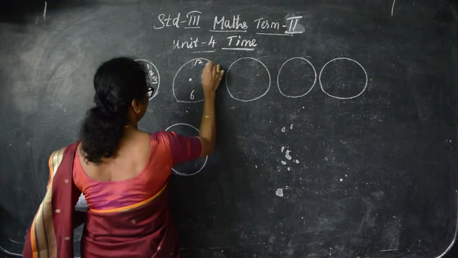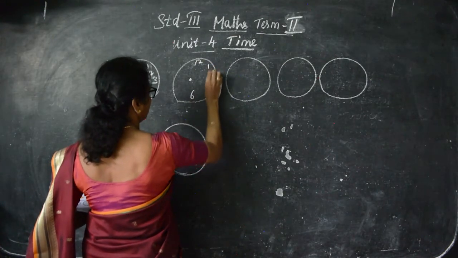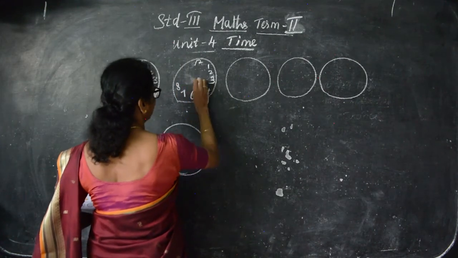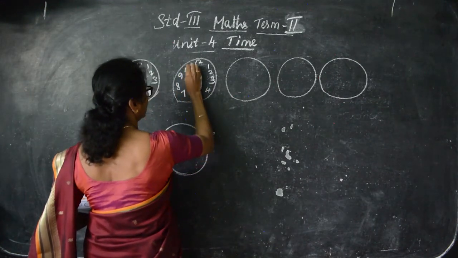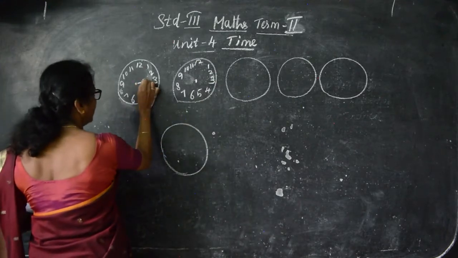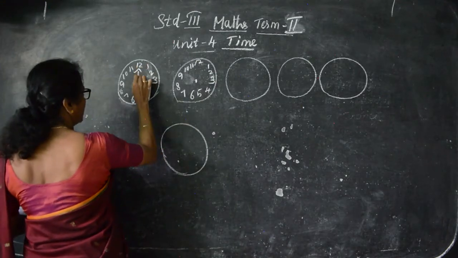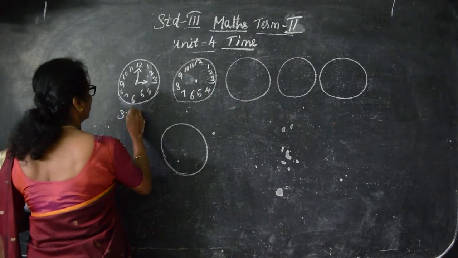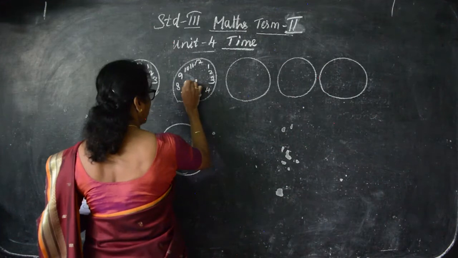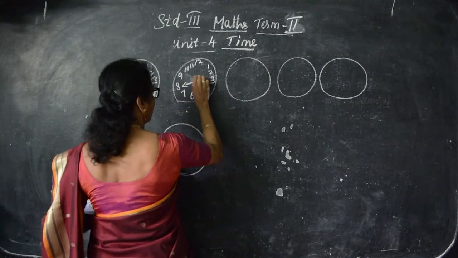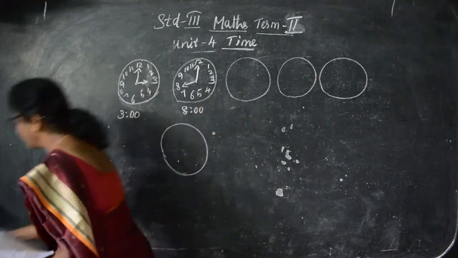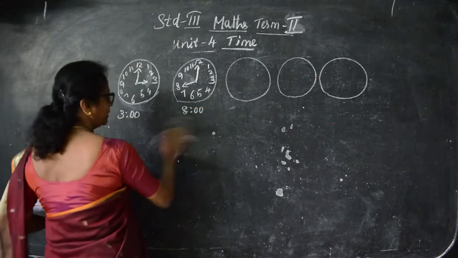So I will do some of the sums. You can do the remaining by yourself, children. The first one, they are given the small hand at 3 and the big hand at 12. So the time is 3 o'clock. The next sum, the small hand is at 8 and the big hand is at 12. The time is 8 o'clock. Like this they are given the time.